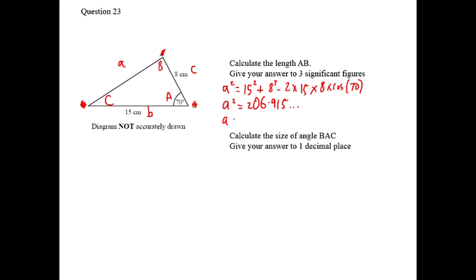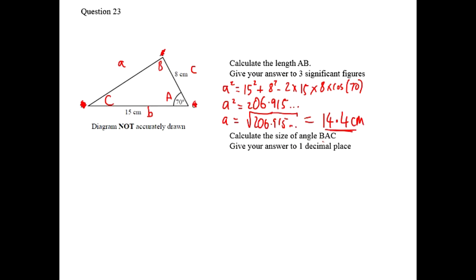So to get A, you square root that, square root of 206.915, etc. Make sure you do the whole number on your calculator. So use the answer button and you'll get 14.4 when you round that to three significant figures. So 14.4 centimeters is that length.